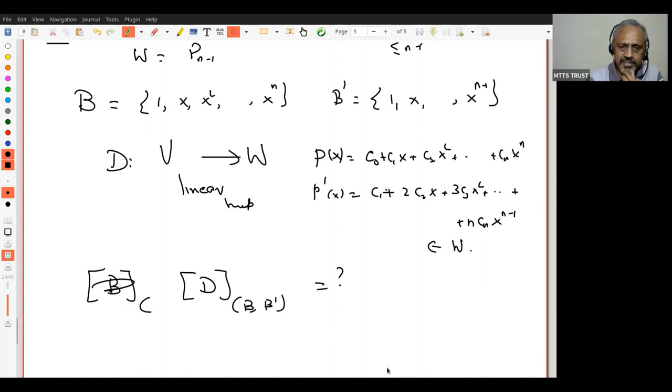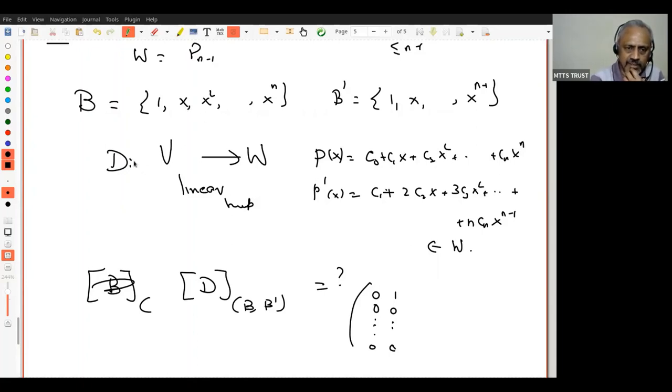Okay, actually you can write it very quickly. You should try without thinking. Look at the first basis vector. Where does it go to? D of that, that is the derivative of the constant 1. That is 0. Therefore, the first column will be 0, 0, 0, 0. Now look at the second basis vector x and apply the map D. What is D of x? That is the derivative of x, that is 1. What is 1? 1 is the first basis vector in B dash. Therefore, it will be 1 times 1 plus 0 times x plus 0 times x power n minus 1. Therefore, where does it go to? 1, 0, 0, 0.